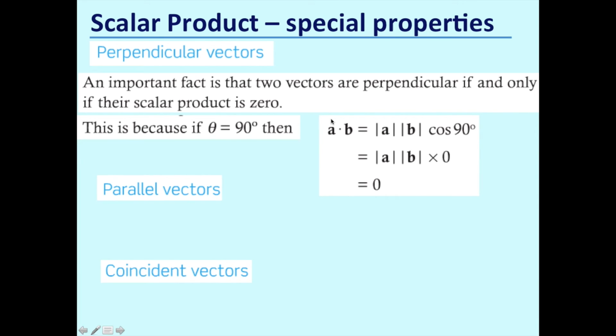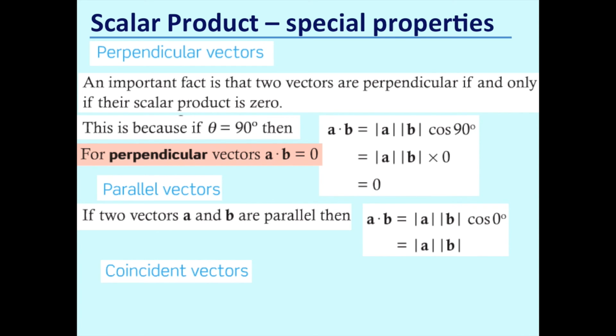If they're parallel, the opposite is going to happen. We ascertain that the angle between them would be 0, and we know that the cosine of 0 is 1. Therefore, when we have parallel vectors, we know that the dot product will just be the product of the magnitudes, and that's what we're saying here.